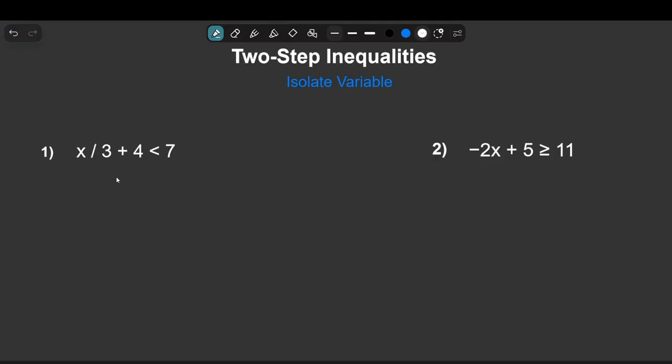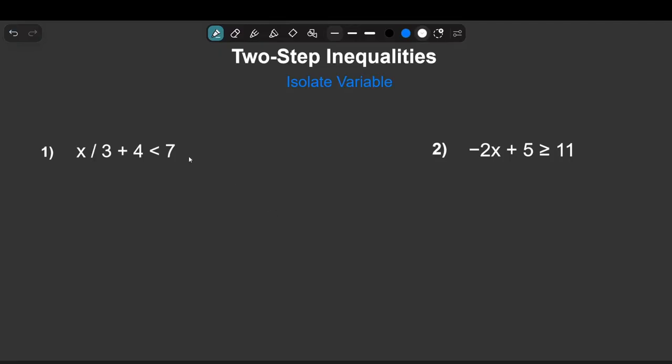where we have x divided by 3 plus 4 is less than 7. So, of course, we're gonna start by isolating our variable. So basically, when we do two-step inequalities, we turn the two-step inequality into a one-step inequality, and then we can finally isolate our variable fully.